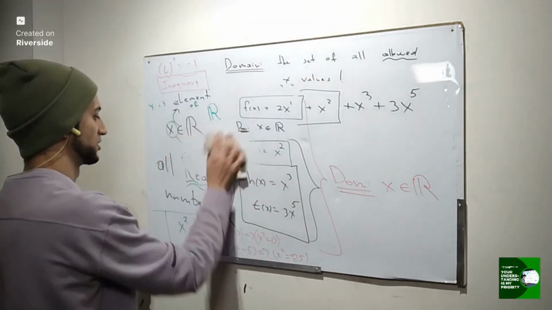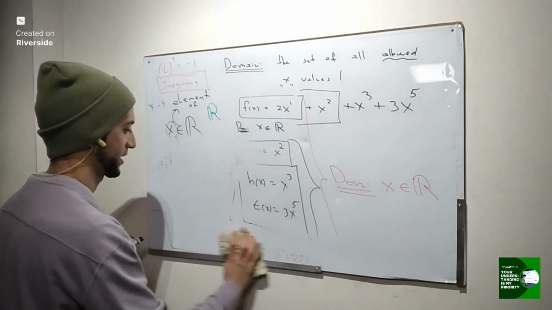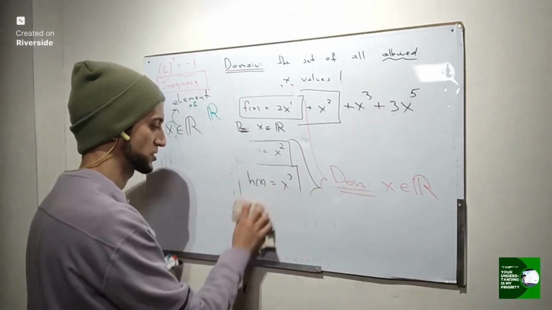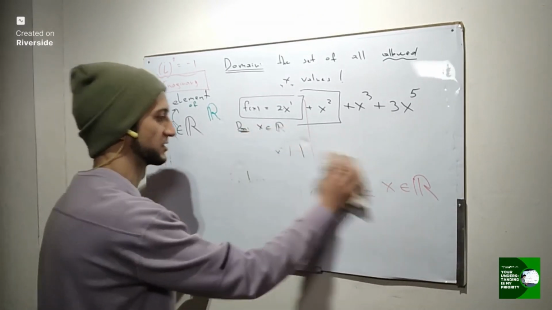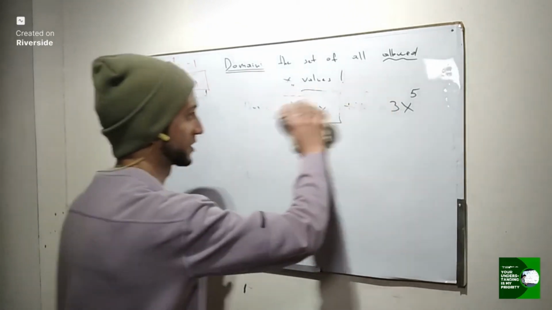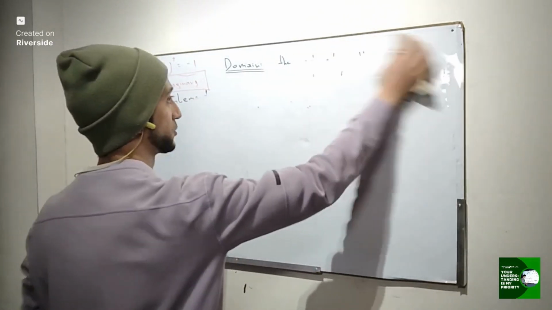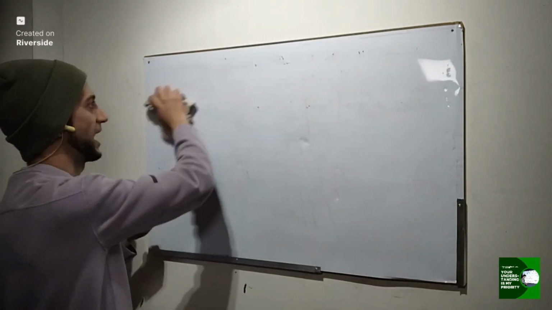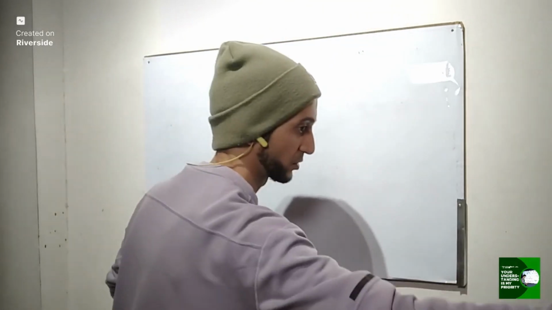This is basically the only way you can add or subtract or multiply or divide two functions: when they exist on the same domain. They have to share a domain. If they don't share a domain, you can't really add them or subtract them. These guys all share domains, right?